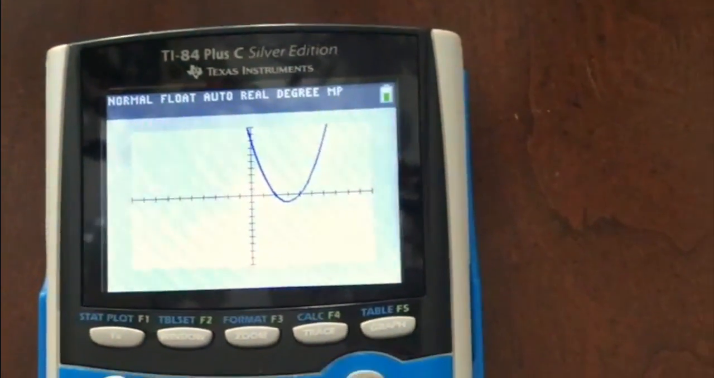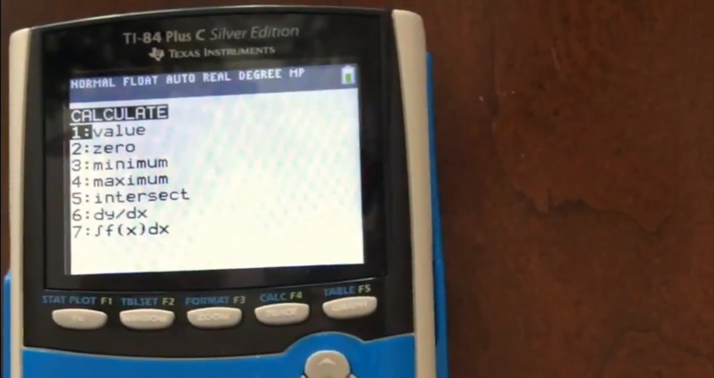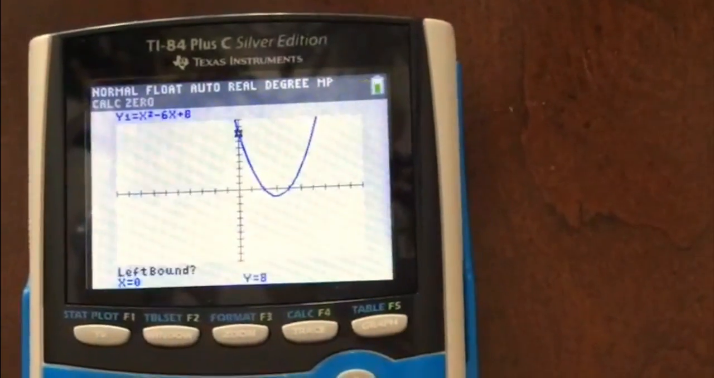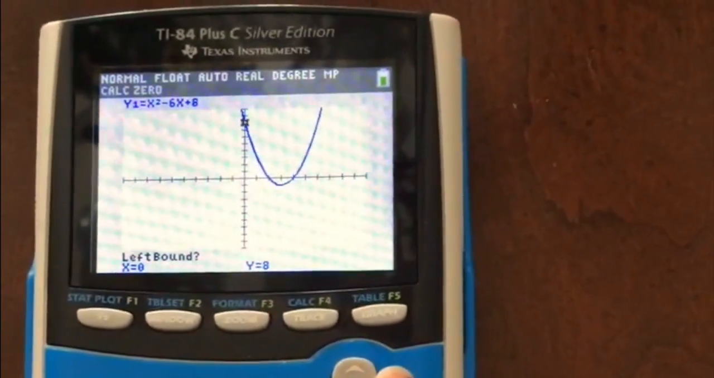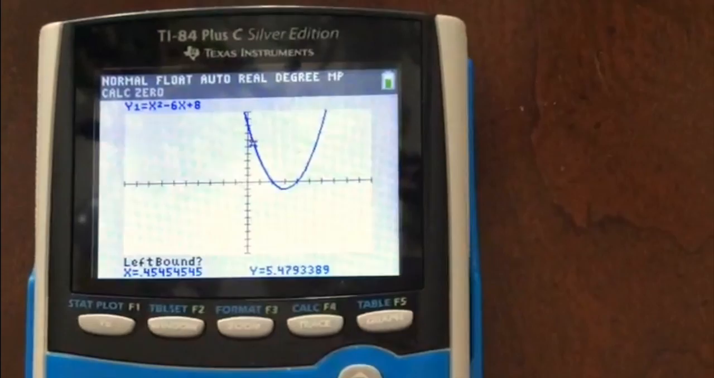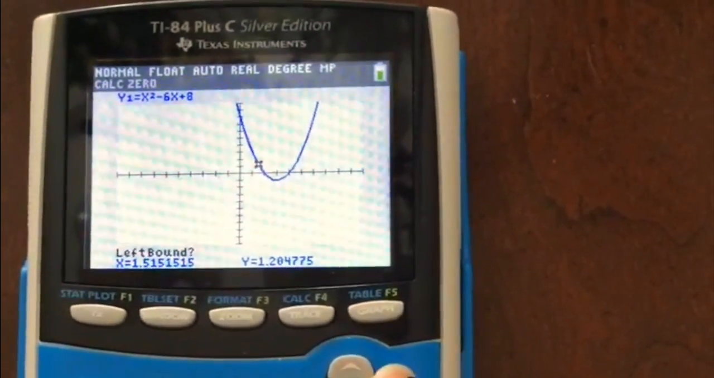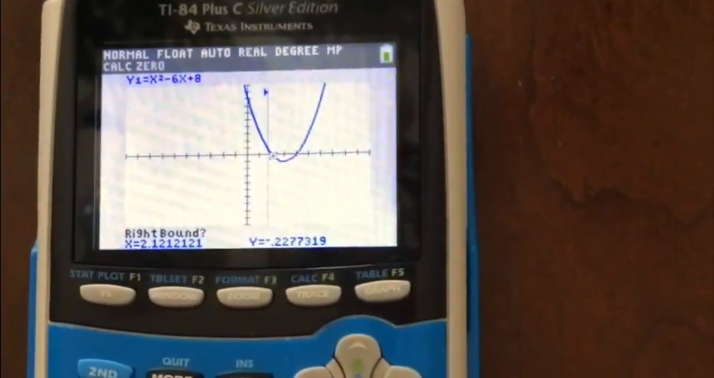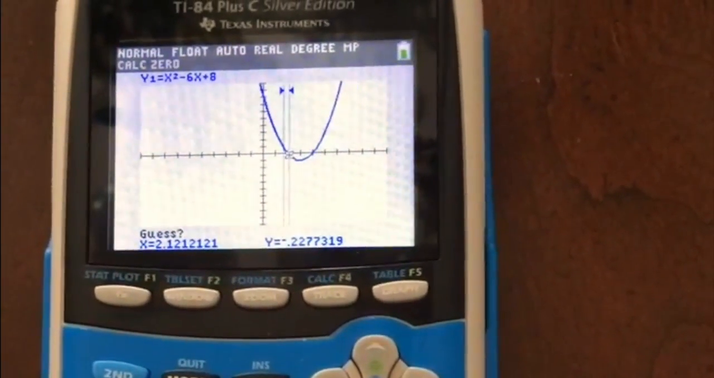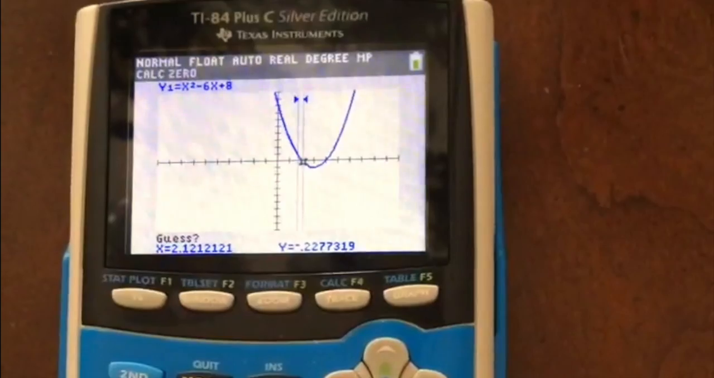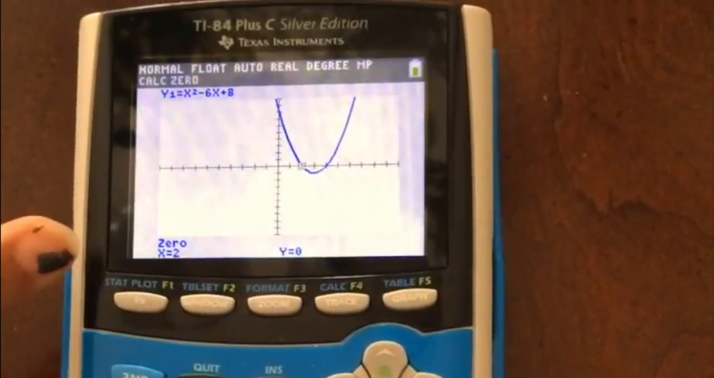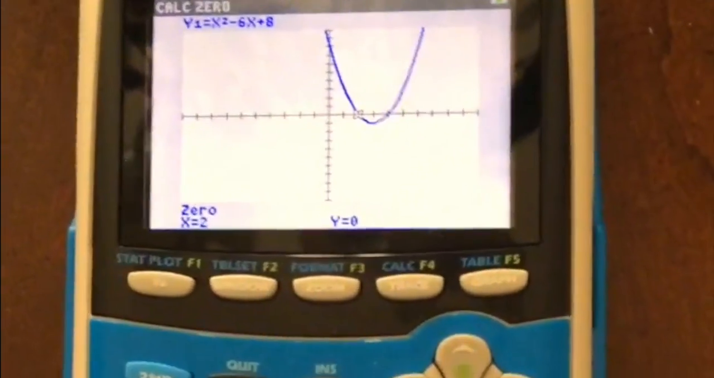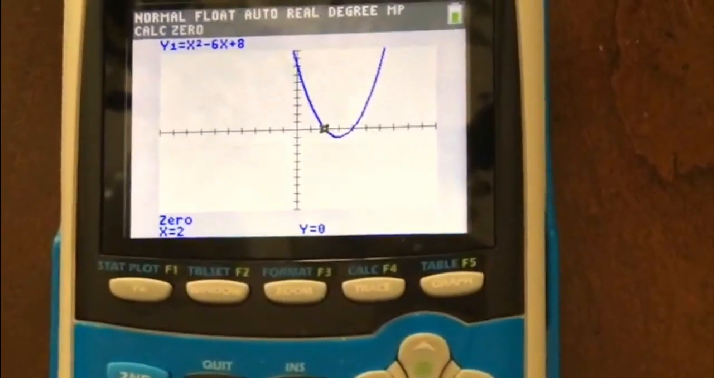From there, you're going to go to second calc, and then find the zeros, which are going to be your solutions. For your left bound, you go on the left side of where your graph hits the x-axis, and then right bound to the right side of where your graph hits the x-axis, and it'll say guess, and just hit enter. It'll give you your x value, which in this case is x equals 2.